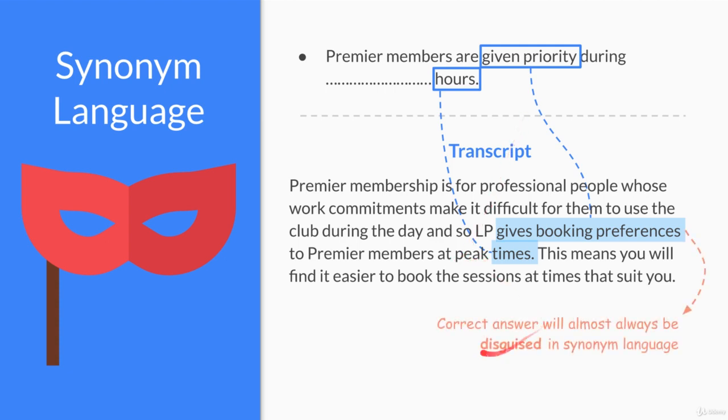Okay? So note here that the correct answer will almost always be disguised in synonym language. So this here is where we have found our answer. This is the so-called matching sentence where we have located our answer, and the correct answer is peak hours. Peak times is a synonym for peak hours.